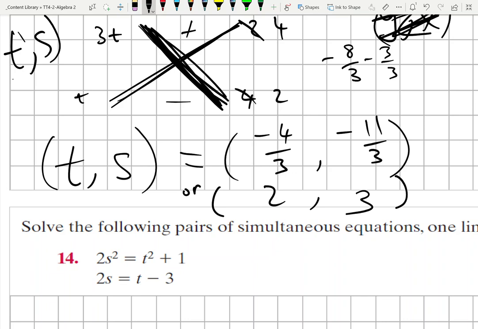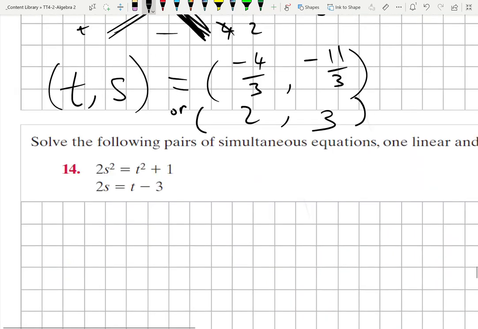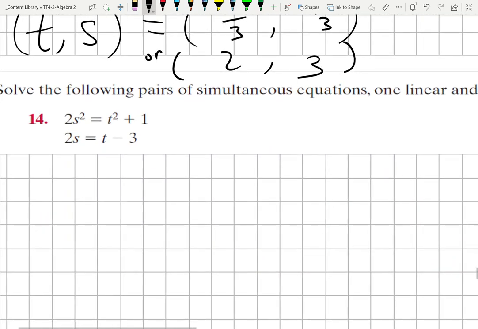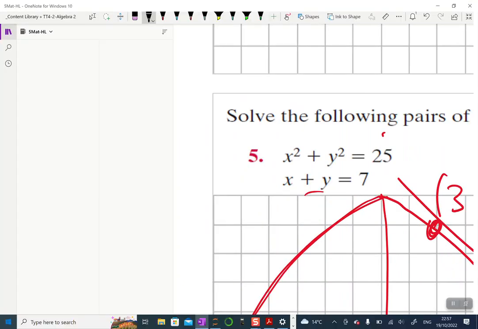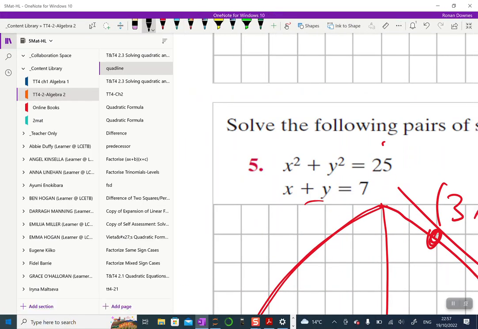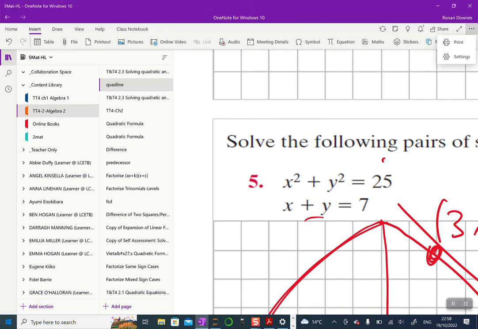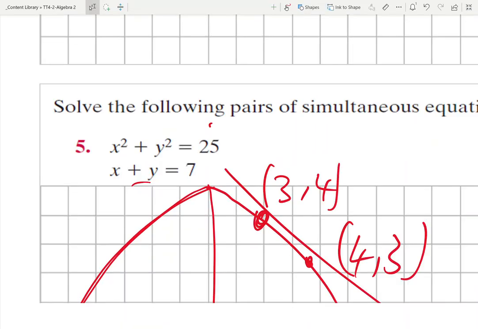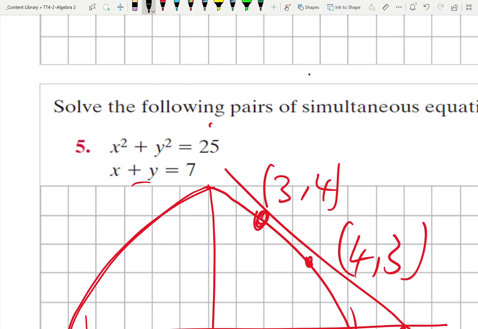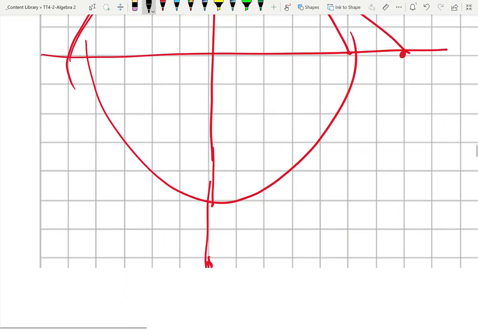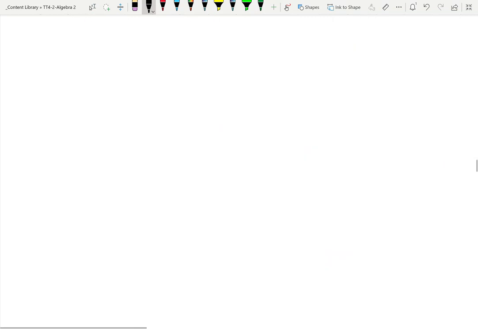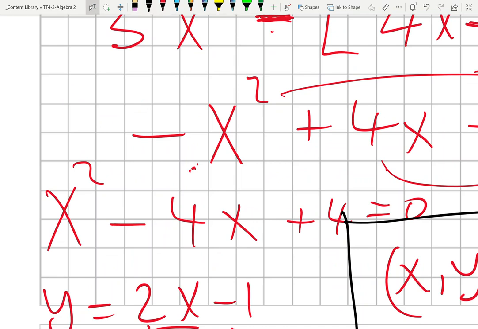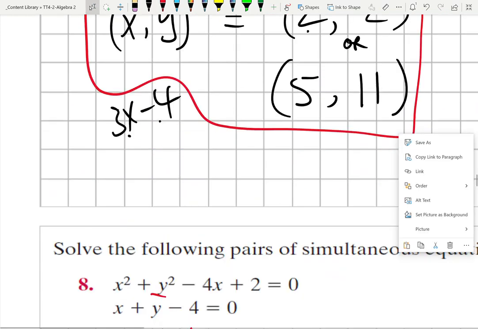Okay, and the fun goes on. The next question. What has it done to me? I'm probably due an upgrade on my Surface. This is, I think it's old. Version 4.